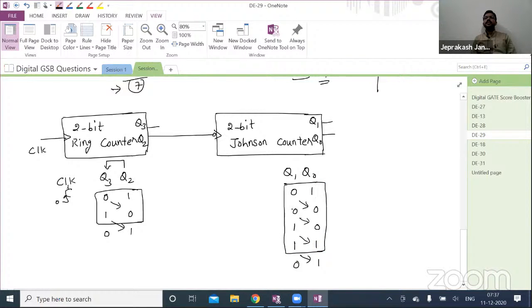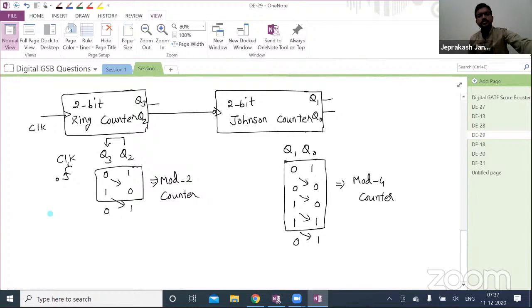Yes or no? Any doubt? This is regarding the 2-bit ring counter, and this is regarding the 2-bit Johnson counter, based on the initial state. Here the initial state is 0, 1, and here also the initial state is 0, 1. Here 4 states you will get, whereas here 2 states you will get. That means this is a mod 2 counter, and this is a mod 4 counter.